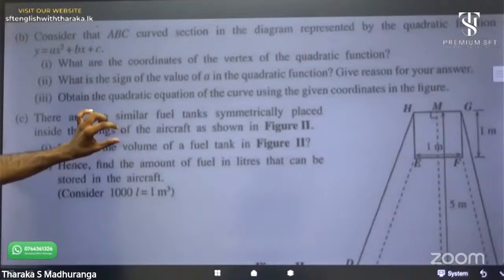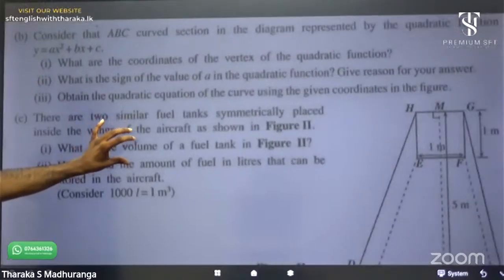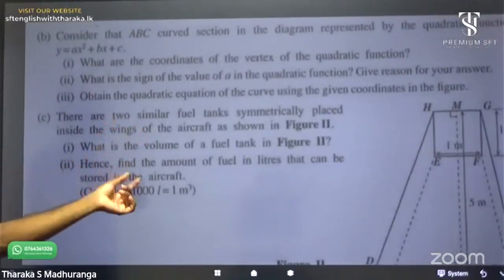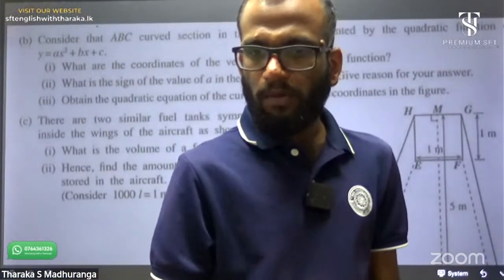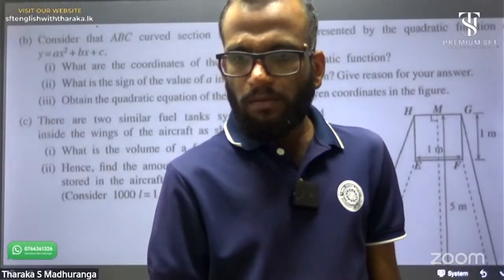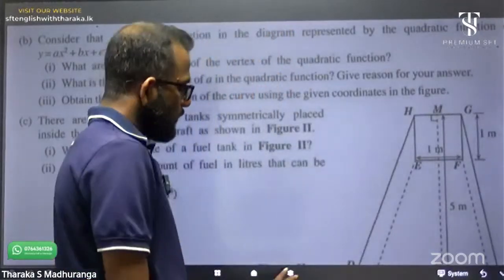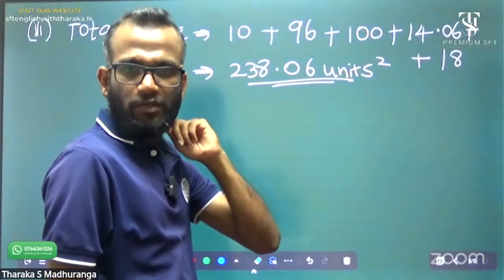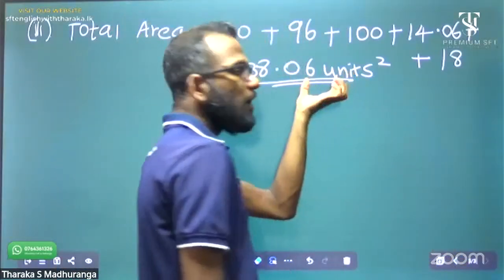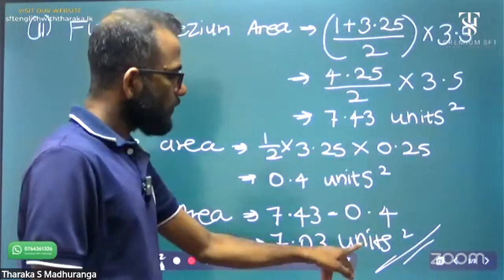Okay, let's go into part B. Consider the ABC curved section in the diagram represented by the quadratic function y equals ax squared plus bx plus c. That we already know, the common equation. Do we have to add units for each and every step? No need for every step, but it is compulsory to mention the unit in the final answer. If not, you don't have marks. Only the final answer.